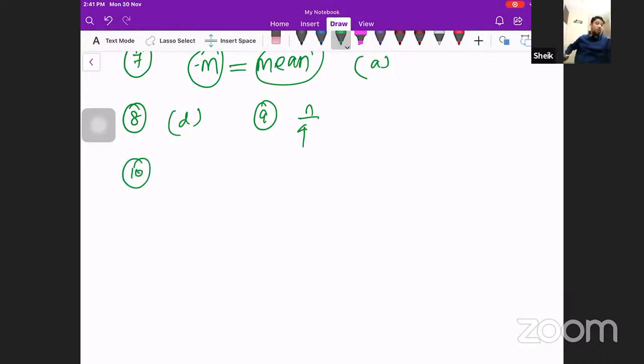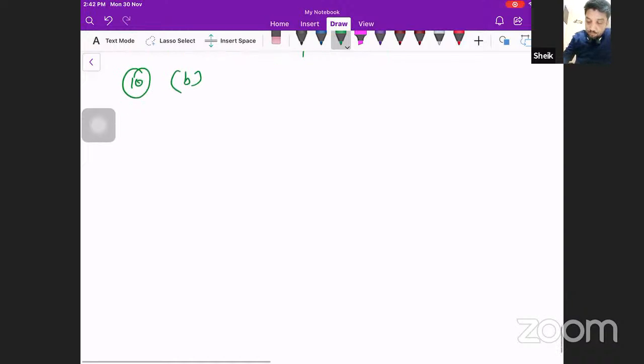Next, 10th one. Which one is a uniparametric distribution? Binomial, Poisson, normal, hypergeometric. Let us not bother about hypergeometric and all. Binomial, Poisson, normal. Out of these three, which one is uniparametric? Binomial is biparametric, and normal is biparametric. Only the Poisson distribution is uniparametric. Therefore, our option is B. 10th one, what is our option, my dear? B. Okay. Come to number 11.